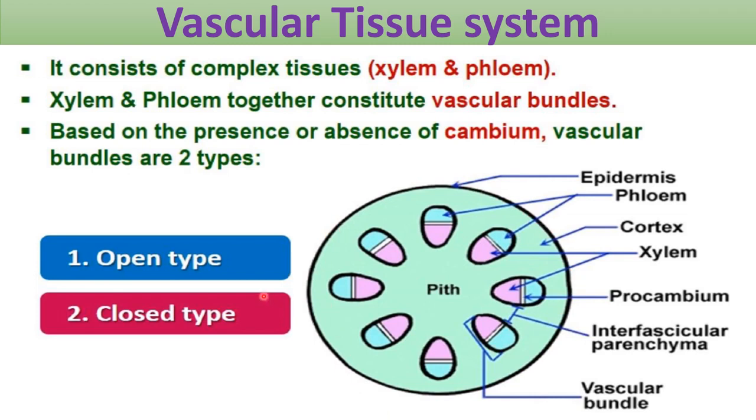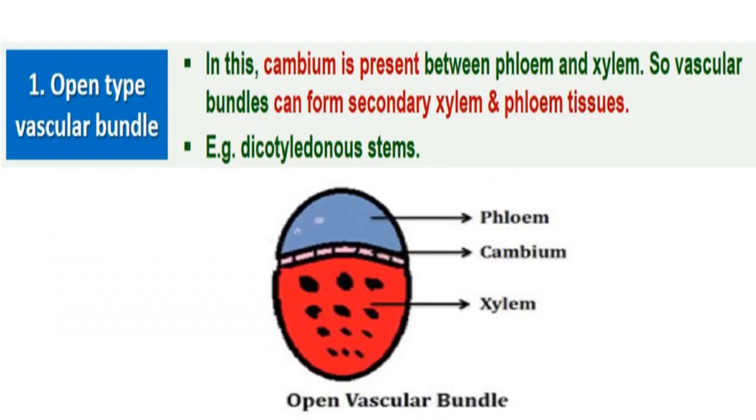Okay, now come back to the vascular tissue system. So there are two types of vascular bundle, open type and closed type. Now let's see the difference between these two. Open type vascular bundle: in this, cambium is present. So the vascular bundles in which cambium is present are called open type vascular bundles. And where the cambium is present, it is between phloem and xylem.